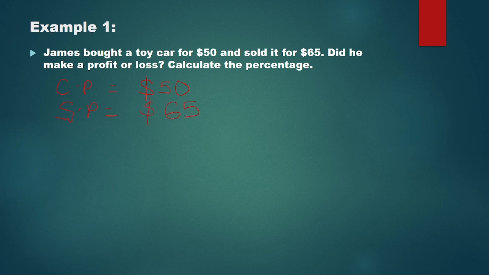For us to determine if it's profit or loss, the selling price is greater than the cost price, meaning that it's a profit. Don't forget, when your selling price is greater than your cost price, that's simply profit. So how much profit did he make first? The profit, which is the selling price minus the cost price, is simply equal to $65 minus $50, and that's $15.